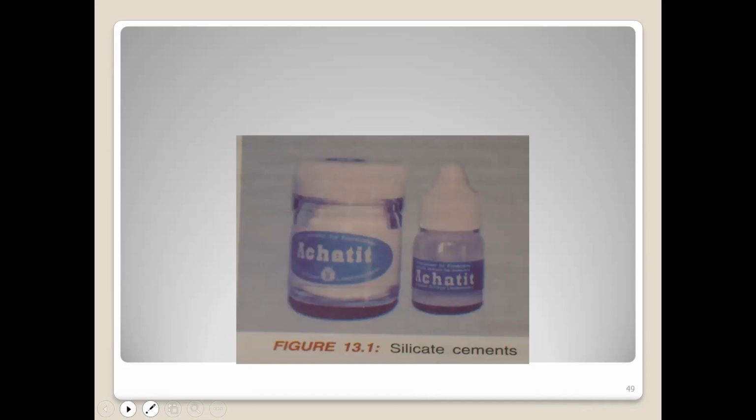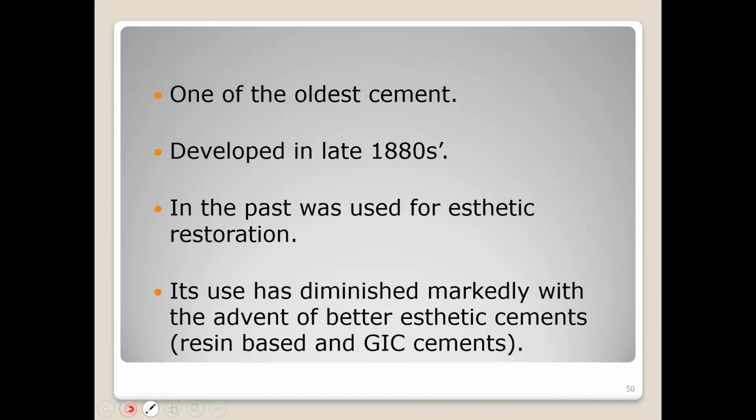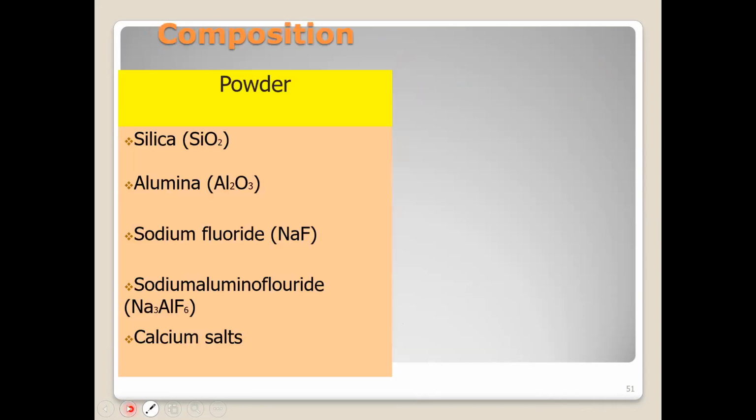Then we come to the silicate cements. Silicate cements are now obsolete. It is one of the oldest cements, no longer used, because it was initially the only tooth-colored restorative material available, so that's why it was used. Now the composition is almost similar to what you will see for the zinc oxide based cements you have already done.